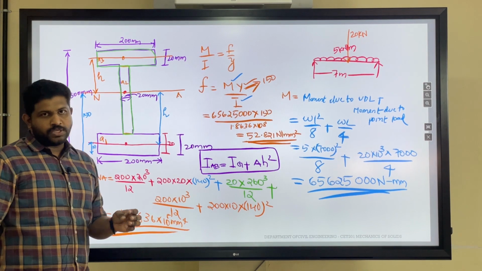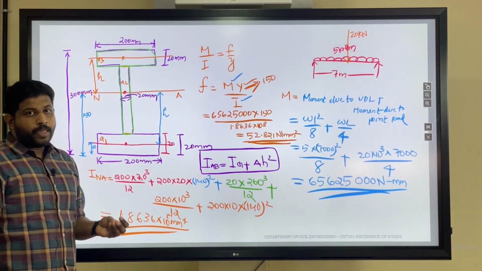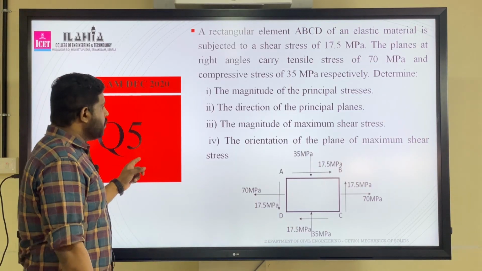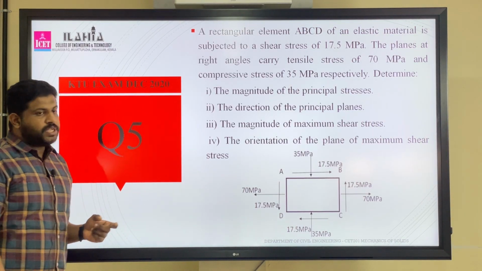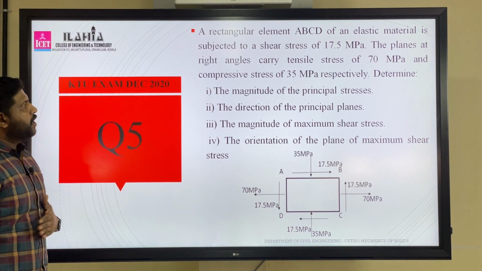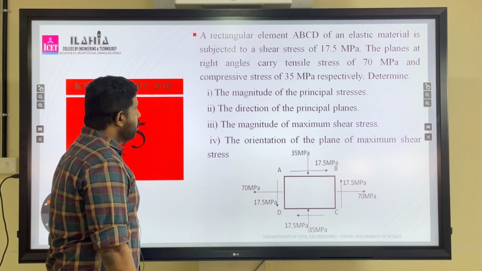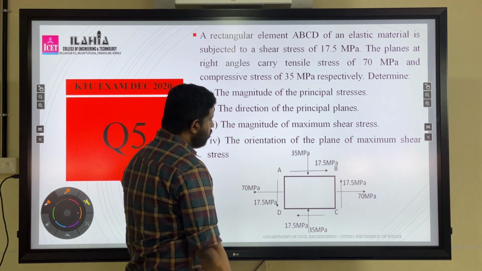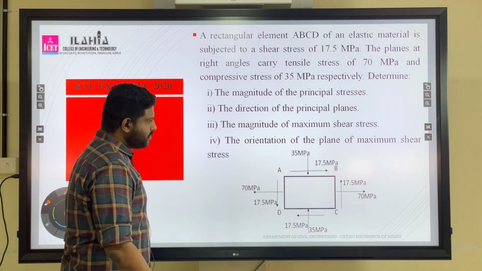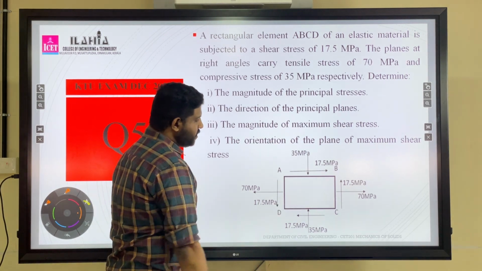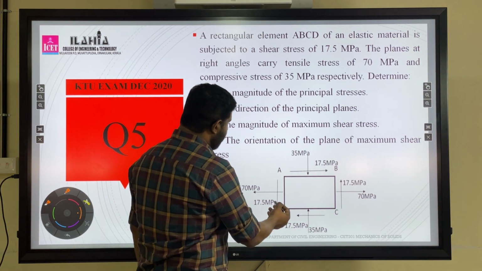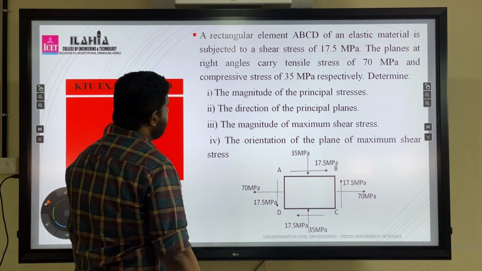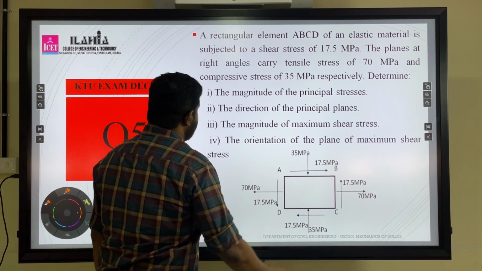Now we can move on to the last problem, and the last problem is from principal planes and principal stresses. Data are given: a rectangular element is subjected to one tensile stress and one compressive stress, accompanied by a shear stress. In the question, a rectangular element ABCD is subjected to a shear stress.